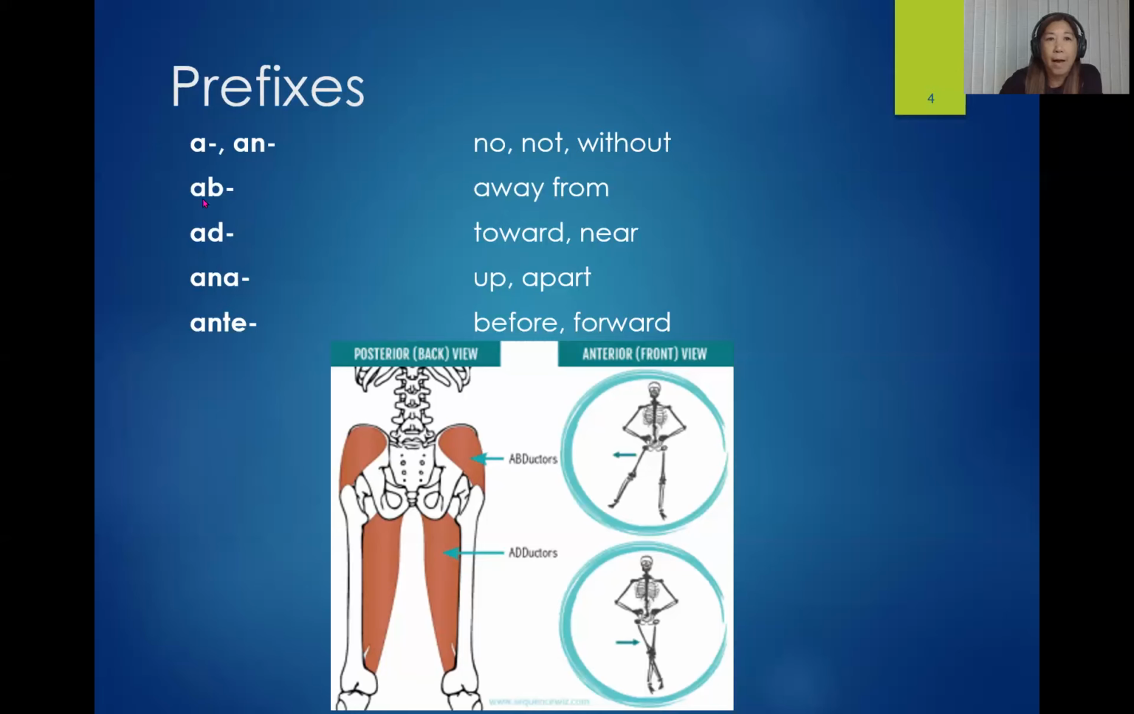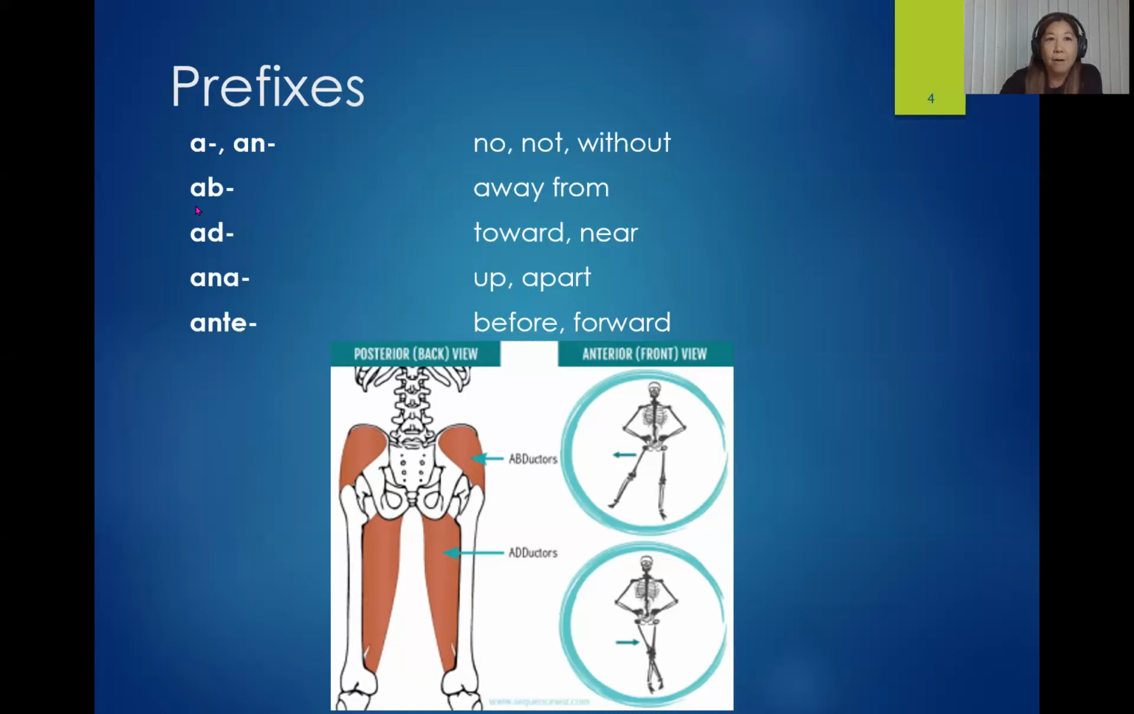The next two, ab and ad, are sort of related to each other. Ab means to pull something away from. So we use the term abductor muscles. They move the legs apart, right? And you probably are all familiar with the term abduct, right? Which is when you take a child away, right, from where they belong.